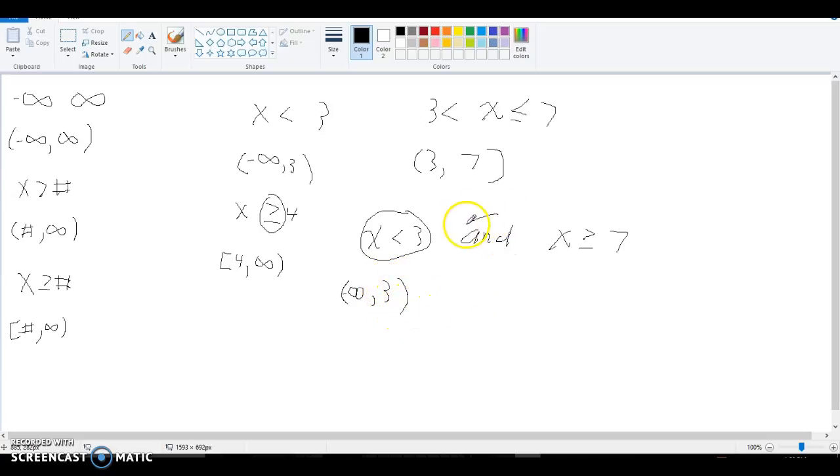And since we have the word and, we want to write the union symbol, which is just a U, and then take our other inequality, x is greater than or equal to 7, and write it this way, square bracket 7, since it's greater than or equal to, all the way up to positive infinity, and that's not included. And that's how you write inequalities in interval notation.